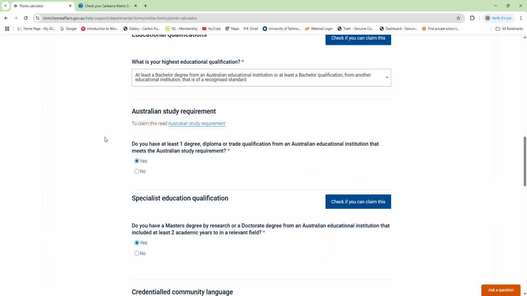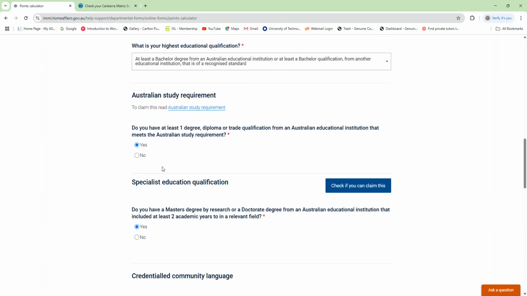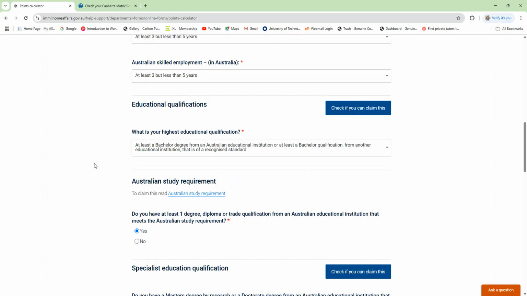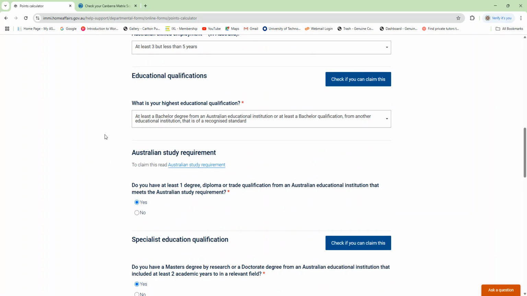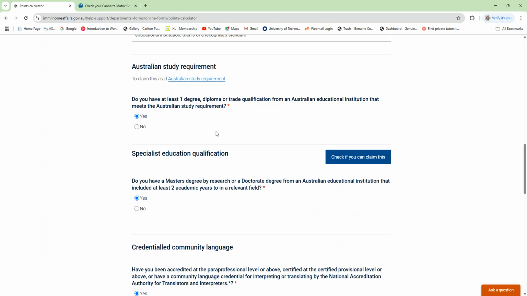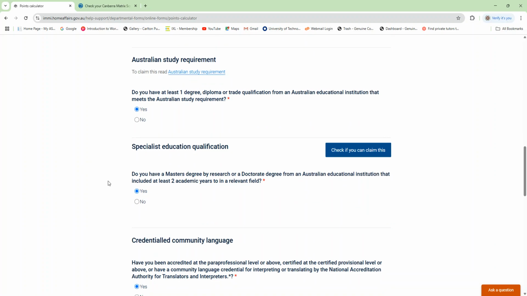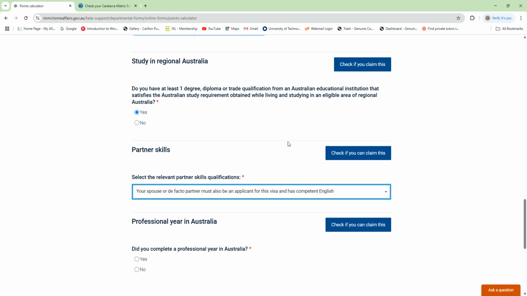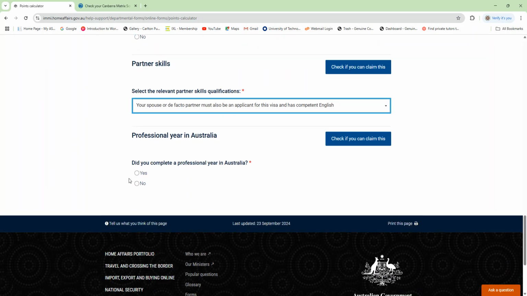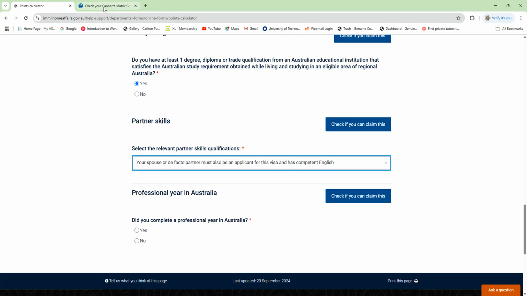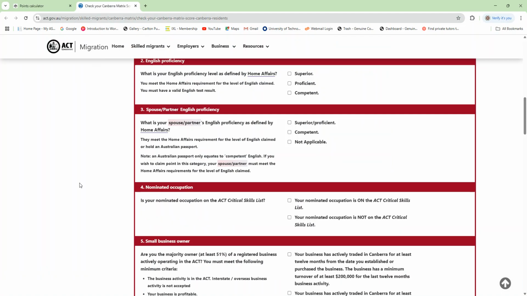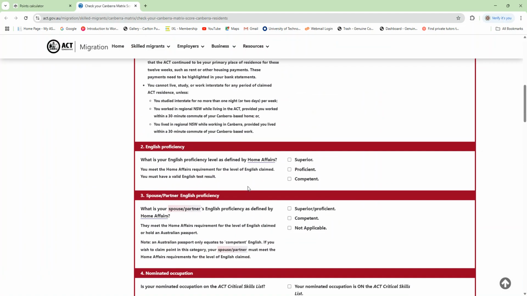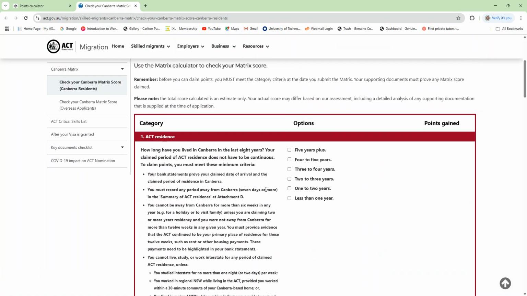The Australian study requirement is ruled out, though there is a degree and the length of time of the degree is given there, with some score points. Specialist qualification is also ruled out, the traditional community language is not there, state nomination is not there, and partner skill is very limited, meaning there are some changes. And professional year you also cannot get in the Canberra matrix. So even if you are well eligible here, you can get a very low score in the Canberra matrix.